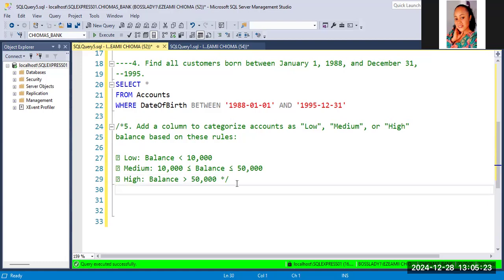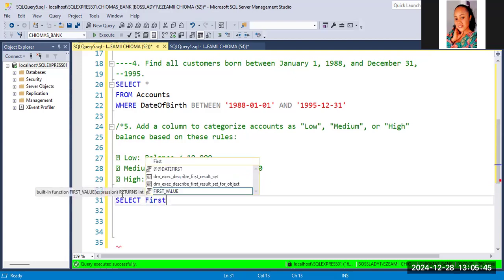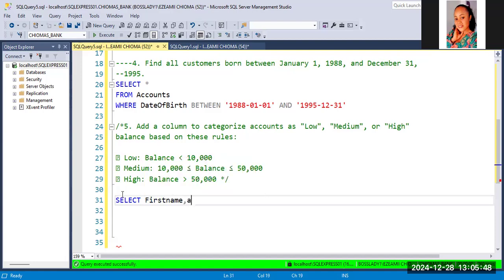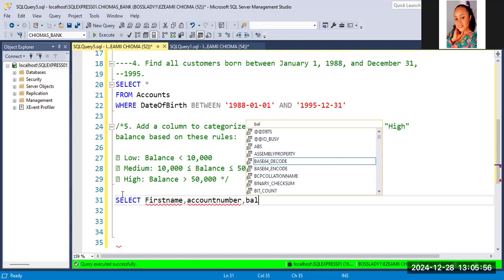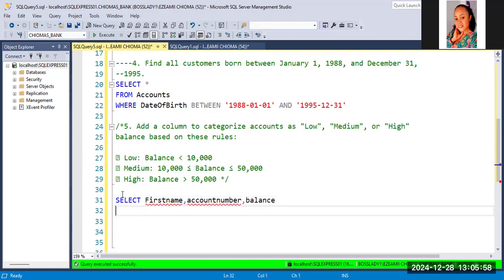To solve this one, we're going to use the case statement, all right? That's the conditional statement. This is the condition the customer will meet to be in the category low. This is the condition the customer will meet to be in medium and high. So we're going to write that. So select. Let's not select everything. Let's select first name. Let's include account number. Let's also add balance, from account.